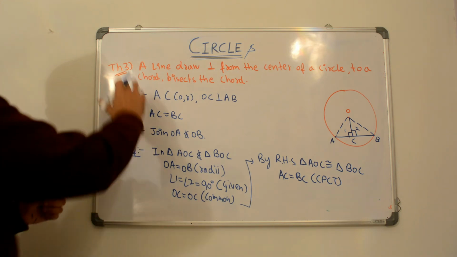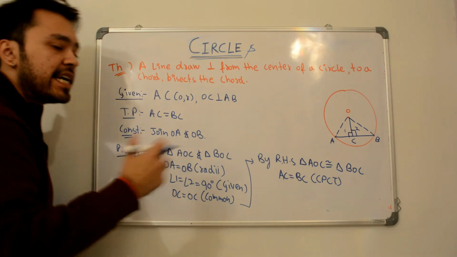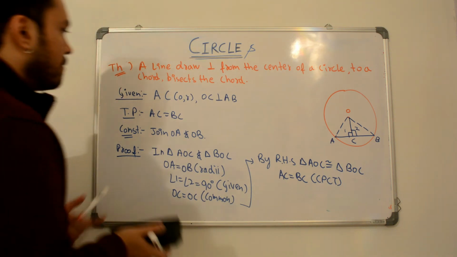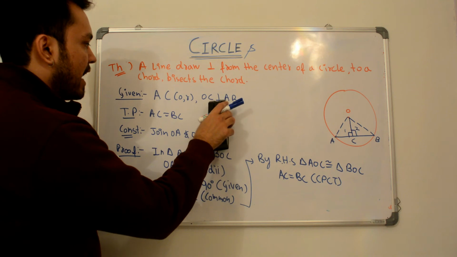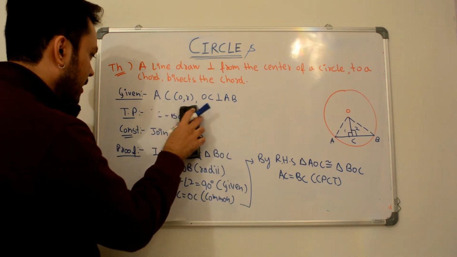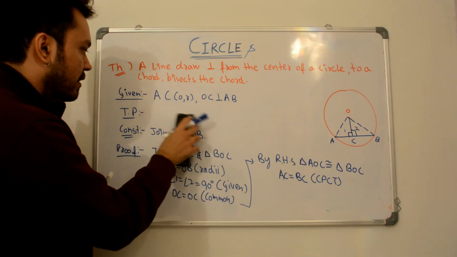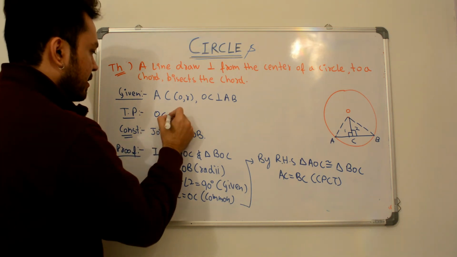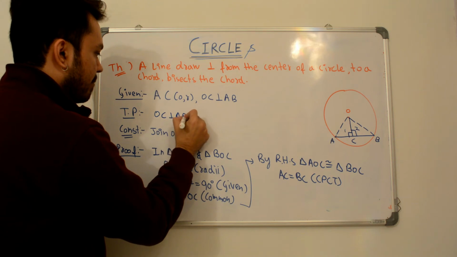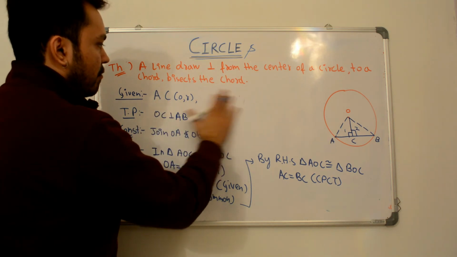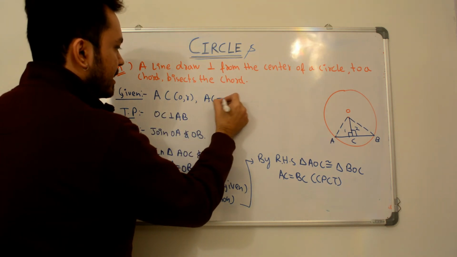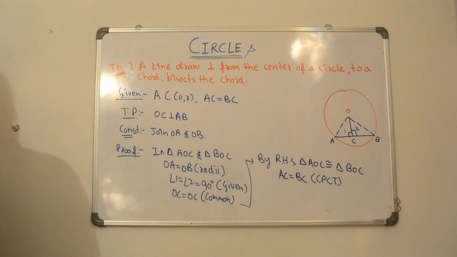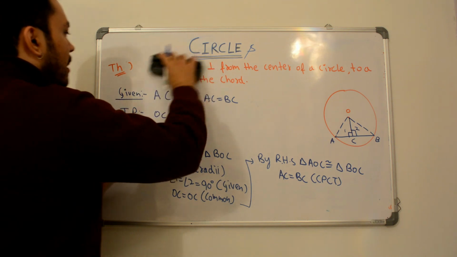Moving on to theorem number 4, that is again the converse of it, right? So now if it is the converse, what do we have to prove? We have to prove what is given to us. Again, we will write here, we have to prove that OC is perpendicular to AB, and what we are given is AC is equal to BC. Right? Now what we'll be doing, we'll be changing our statement.